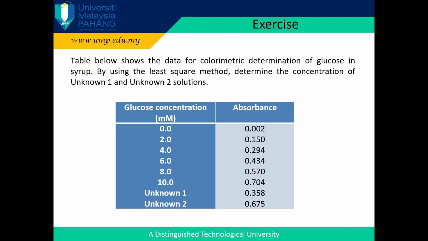Let's go over the exercise for better understanding. The table below shows the data for colorimetric determination of glucose in syrup. By using the least square method, determine the concentration of unknown 1 and unknown 2 solutions. Least square method involves the y = mx + c equation, where m refers to the slope and c refers to the y-intercept.